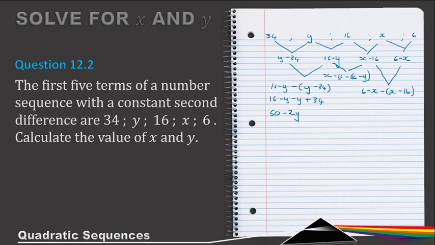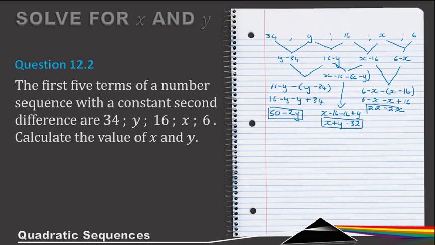This guy simplifies to x minus 16 plus y. Right, so this becomes x plus y minus 32. Okay, and then this guy is 6 minus x plus 16. So 6 plus 16 is 22, 22 minus 2x.